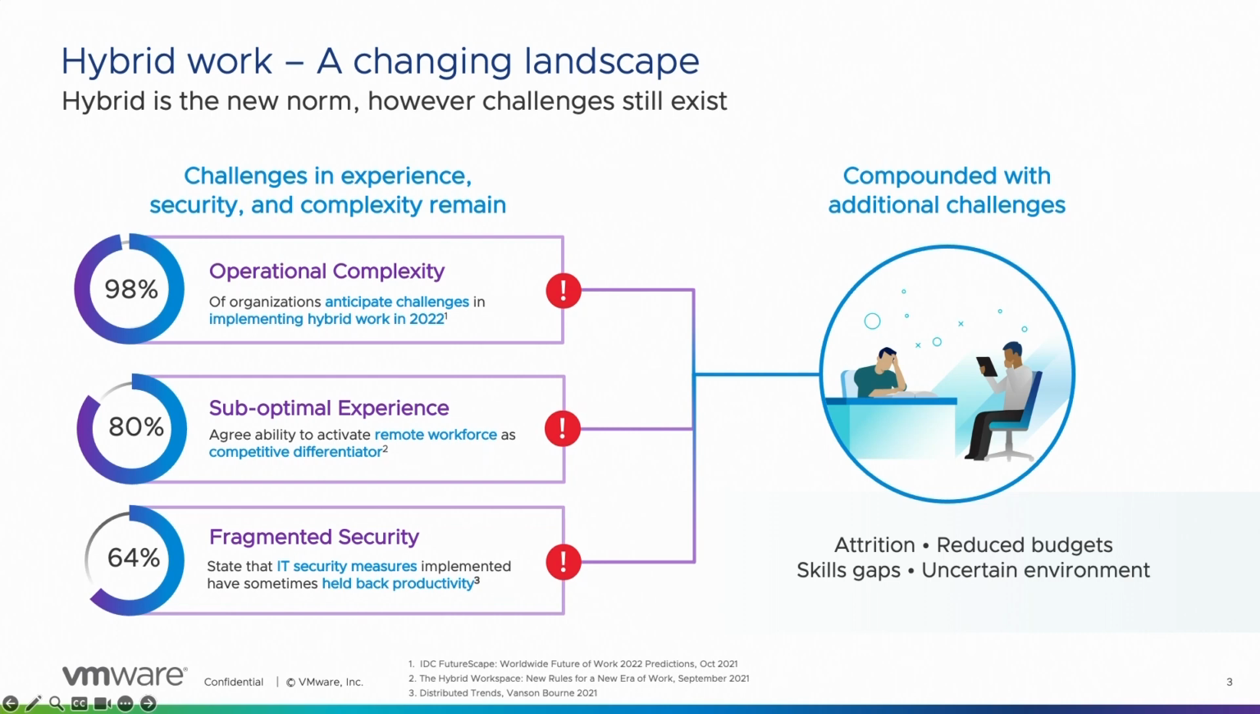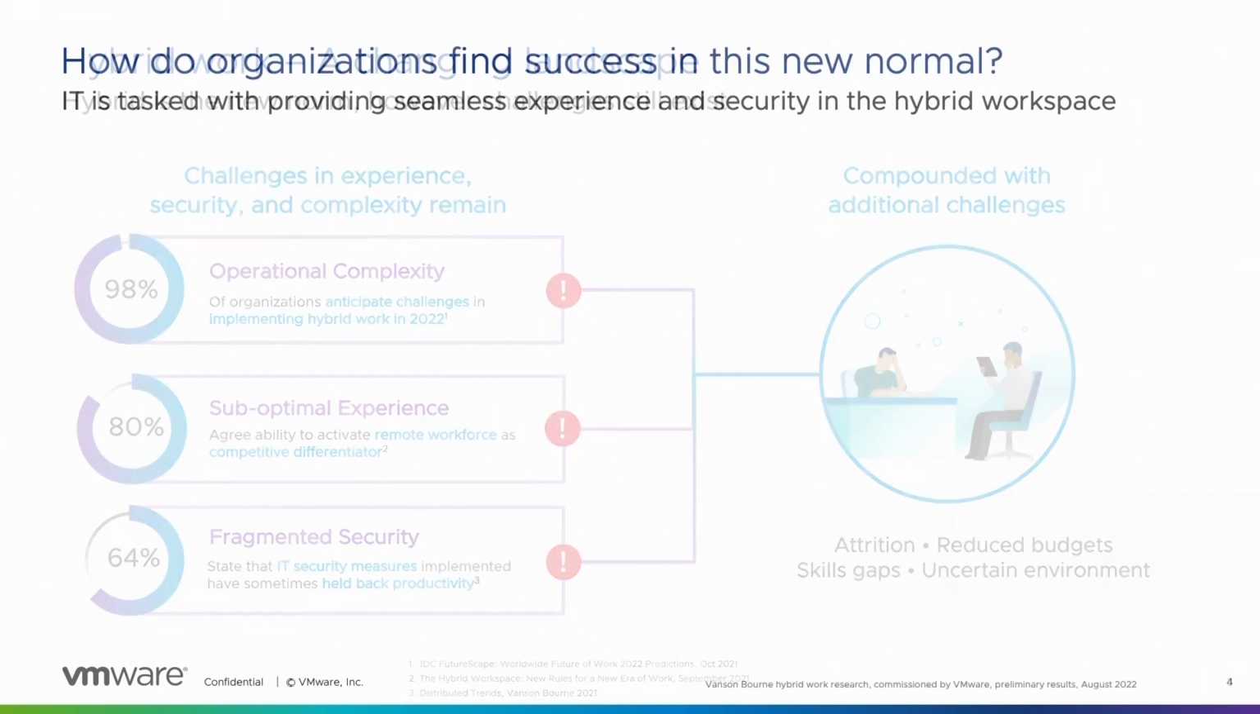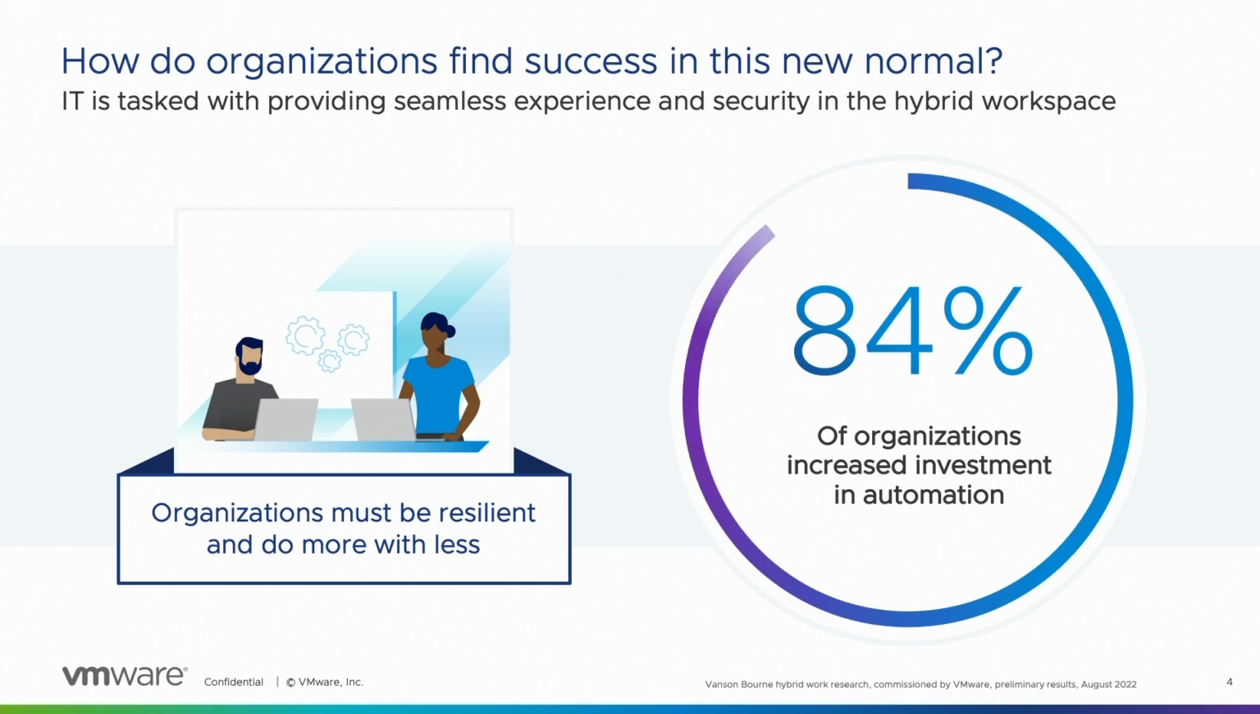So we've encountered some additional challenges here, including employee departures from companies, reduced budgets from all of our corporations. We've got skill gaps now, and an uncertain environment. So these circumstances require us to work even harder with limited resources. Just kind of level set. So we're wearing multiple hats. We have to do everything as fast as possible. Organizations have been investing in automation to help. In fact, 84% of organizations have increased investment into automation.